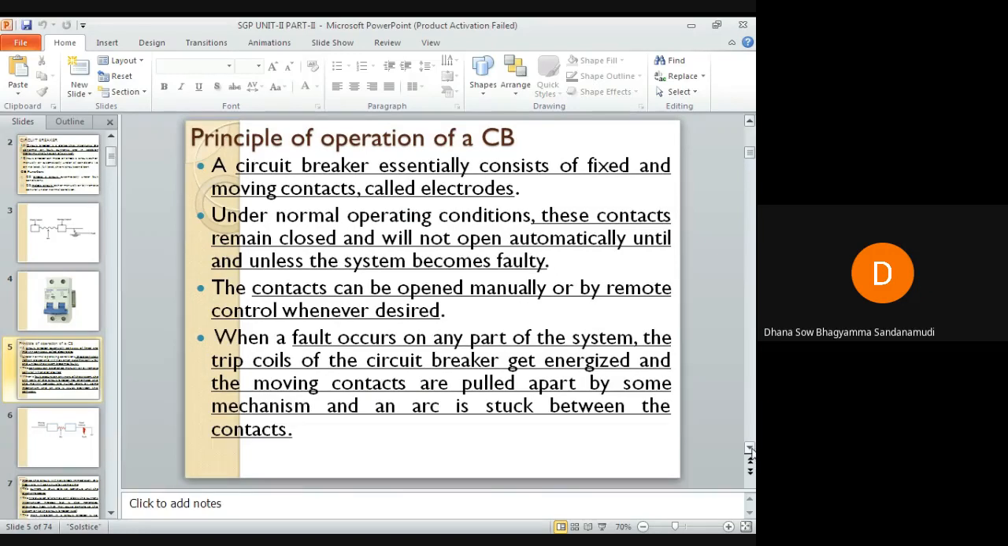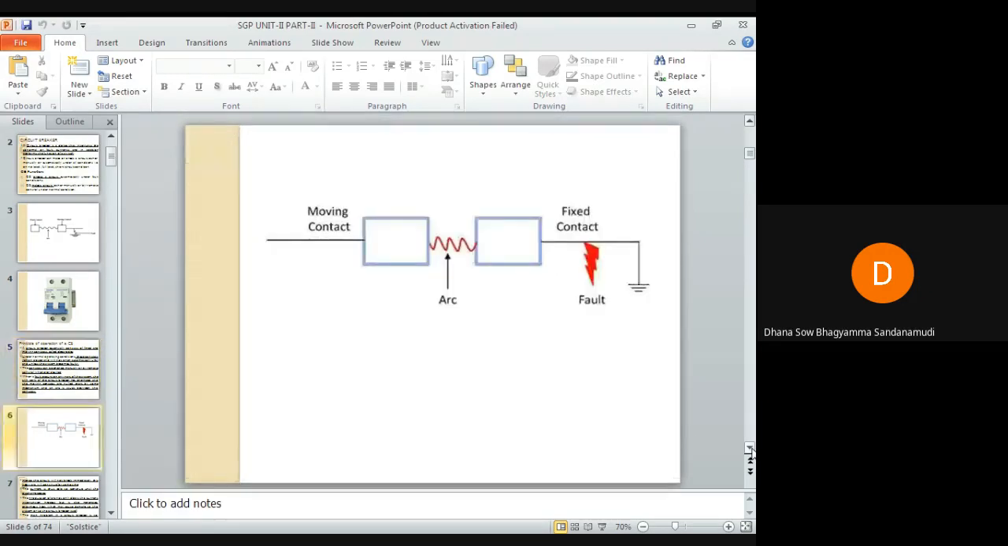So let us see the principle of operation of a circuit breaker. As I have already told you, it consists of a fixed contact and a moving contact. This is the moving contact, this is the fixed contact. You can see here in this image. You can call these two contacts the electrodes.